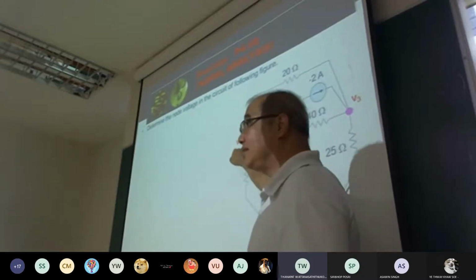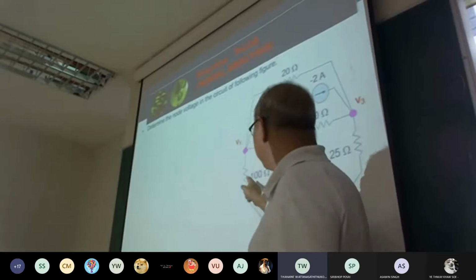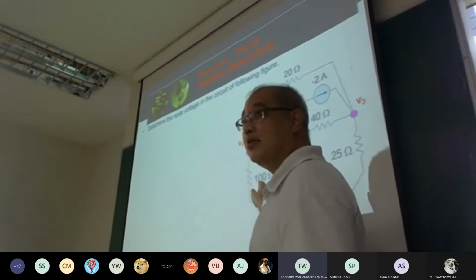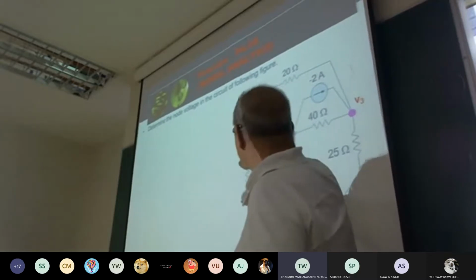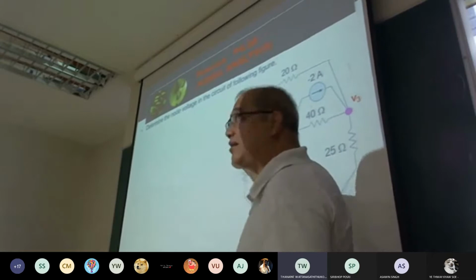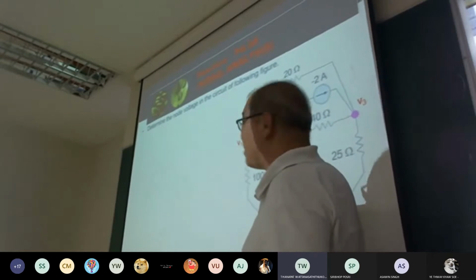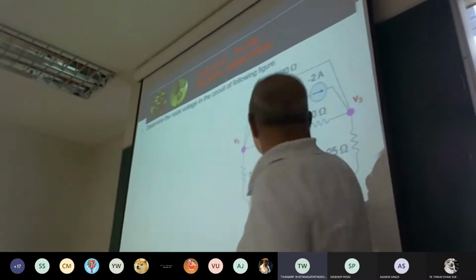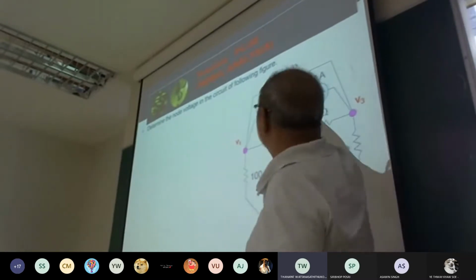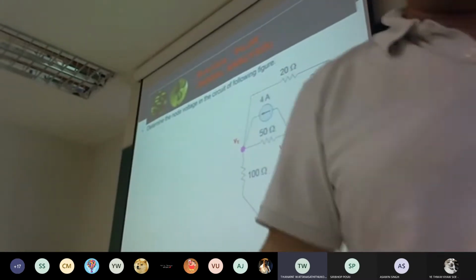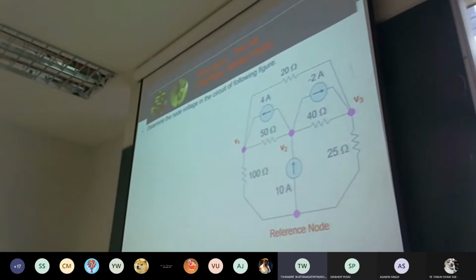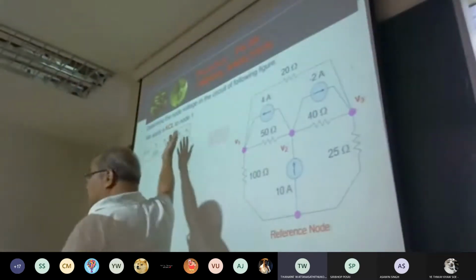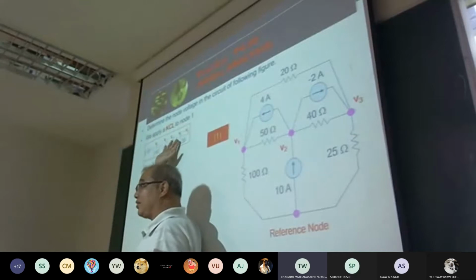You do V1 minus 0 divided by... This is V1 minus V2 divided by 50, and V1 minus V3 divided by 20, right? Okay, the first node is here. Don't forget to state everything clearly, okay?